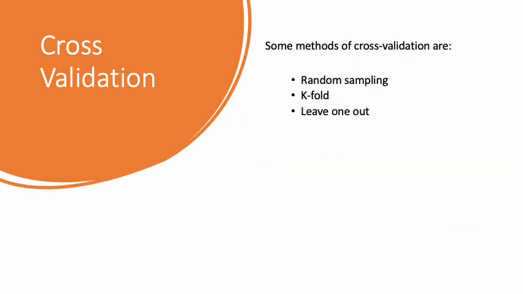Most common cross-validation methods are random sampling, k-fold, and leave one out. Most known is k-fold. If you have a very small dataset, leave one out can be chosen.